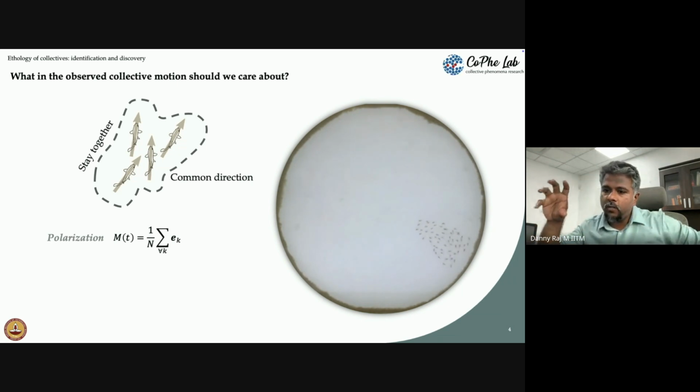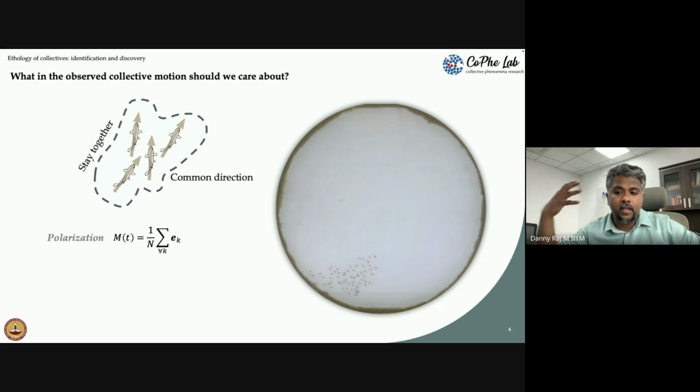If you notice what we are doing, we are moving away from looking at just individuals and how they are going, and trying to look at the group as a whole. We are saying, here is a group-level parameter, or in physics, what are typically called order parameters. It's a group-level order parameter that characterizes the group behavior. So here's an example, which is polarization.